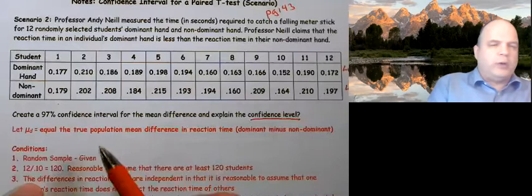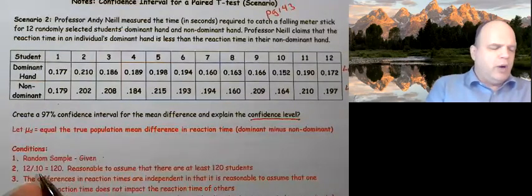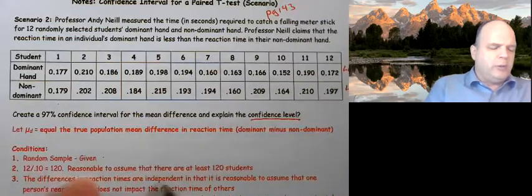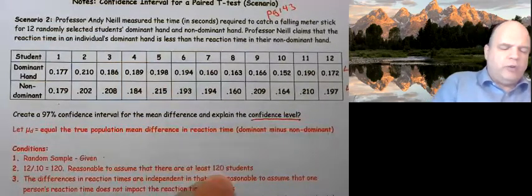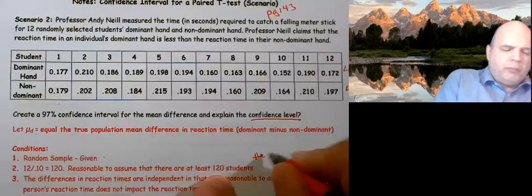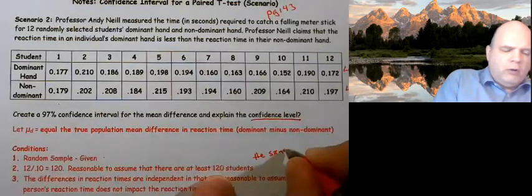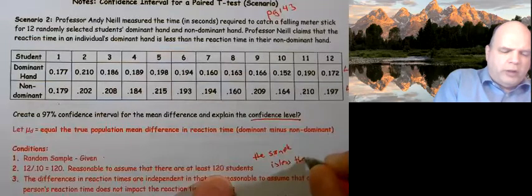The first condition was random sample. It was given. 12 is less than 12 divided by 0.1, which is 120. We'll assume that there are at least 120 students. The sample is less than 10% of the population.